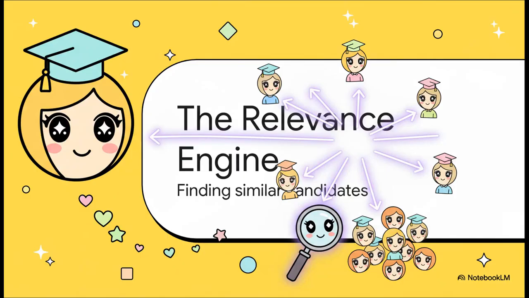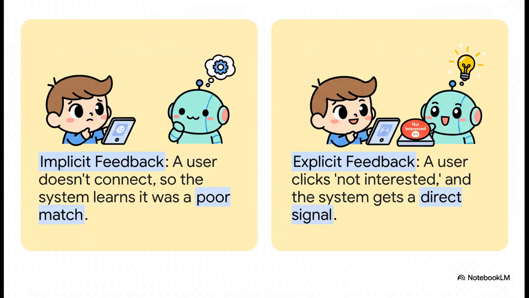Okay, so the recruiters found a gem, an amazing candidate. What's the next logical step? Well, it's finding more people just like this one, right? And that's where the second big piece of AI comes into play, the relevance engine. So this thing is constantly learning, and it learns in two main ways.